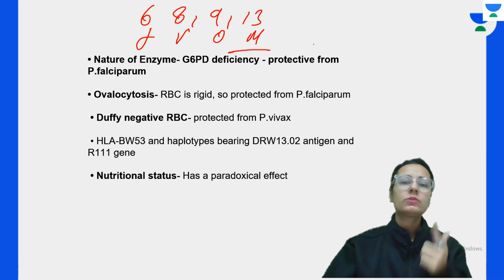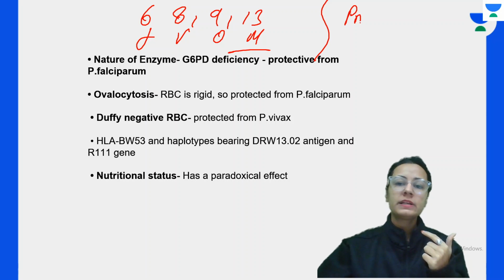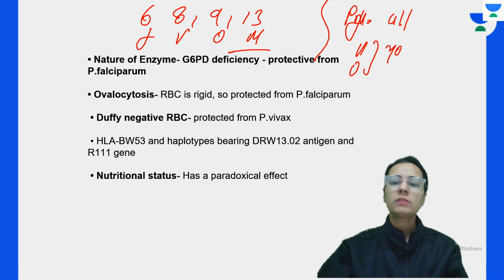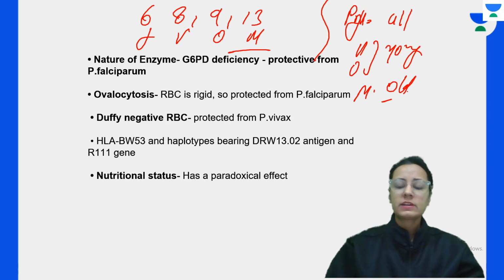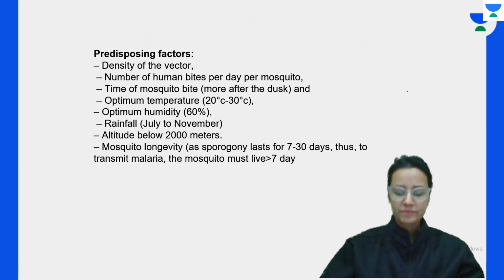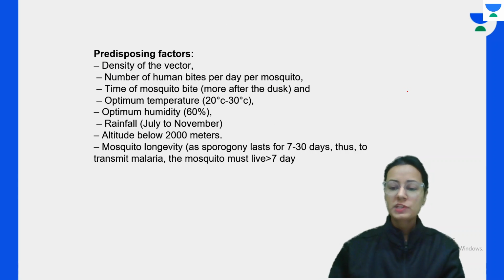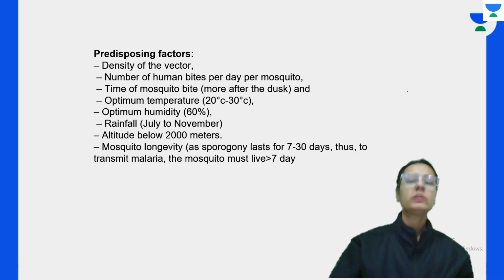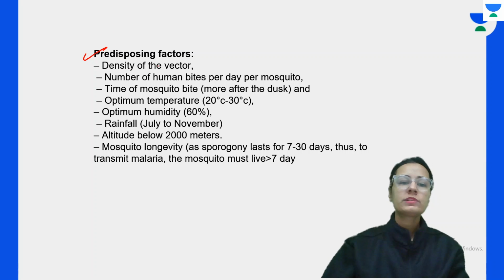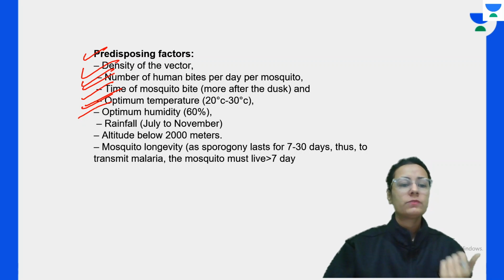Then we have the erythrocytic cycle. Falciparum infects all the RBCs. Vivax and ovale involve the young RBCs, and malariae involves the old or senescent RBCs. Then we have gametogony, which takes place in the capillaries, and sporogony, which takes place in the mosquito and takes around 10 to 14 days. These are the predisposing factors: density of the vector, number and timing of human bites, humidity, temperature, and altitude.